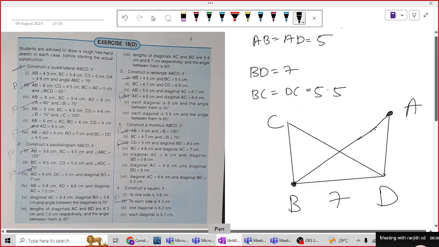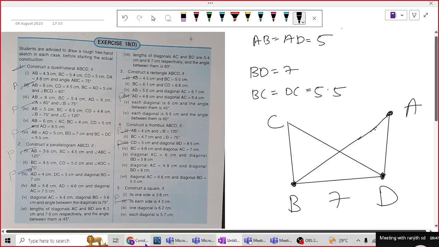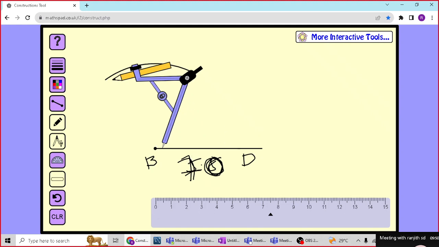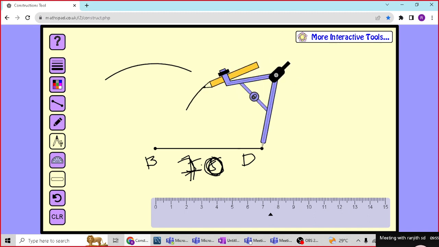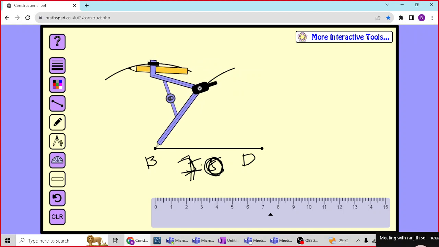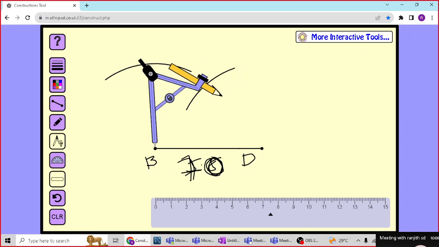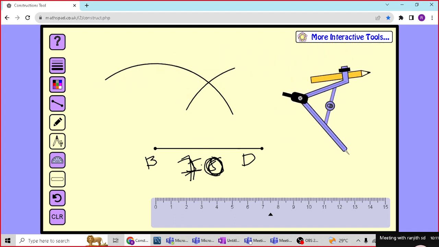After that, which one should I draw next? DC, right? DC is 5.5. Then place the compass on D. From D, cut another arc of 5.5 like this. Both the arcs should intersect like this. Done, sir.